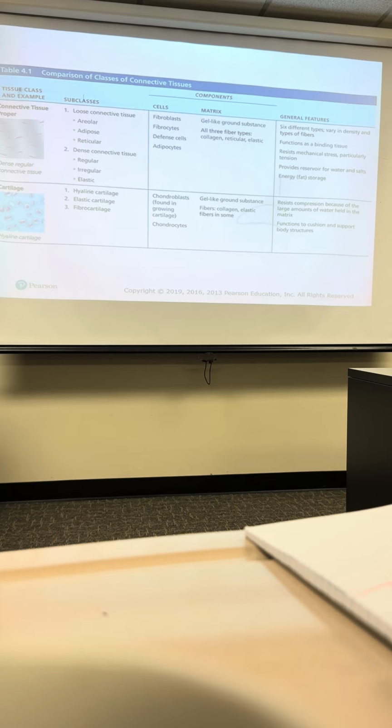Do you know the name of the room? The name of the room is lacuna. What is the name of the room? Lacuna. So if you look at the cartilage right here, you see the cell is inside the specific room. That room is the lacuna, okay? Now let's talk about the different types of fiber you can find in the cartilage. You find collagen fiber, elastic fiber, and the gel-like ground substance.